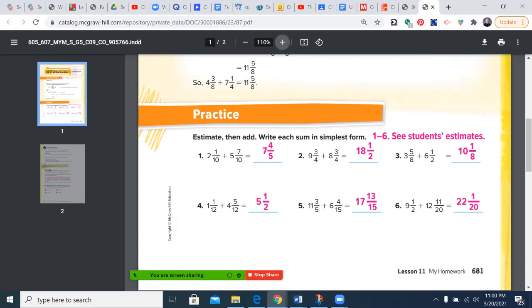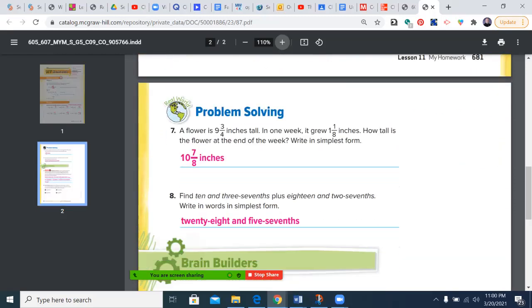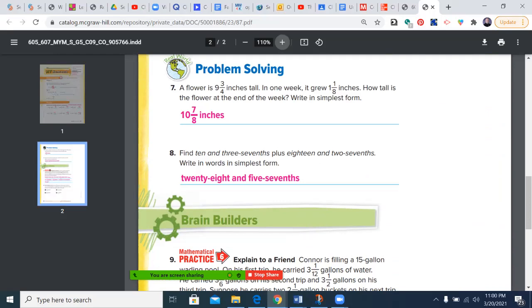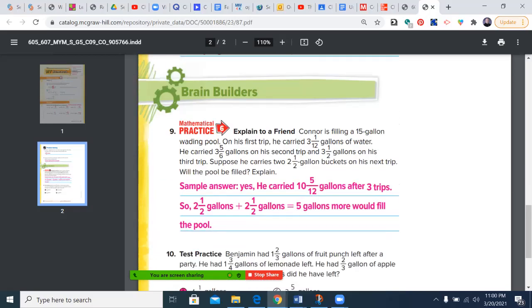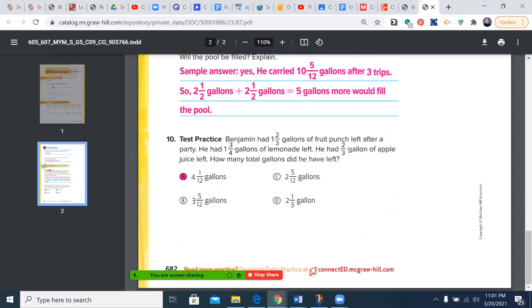So we had 7 and 4/5, 18 and a half, 10 and an eighth, 5 and a half, 17 and 13/15, and 22 and 1/20. We're here, 10 and 7/8 inches, 28 and 5/7. And they asked you to do this in word form here. So make sure you did. And that's a reminder that "and" is that dividing line between whole numbers and either decimals or fractions. Yes, he carried 10 and 5/12 gallons after 3 trips. And 4 and 12 gallons on that.